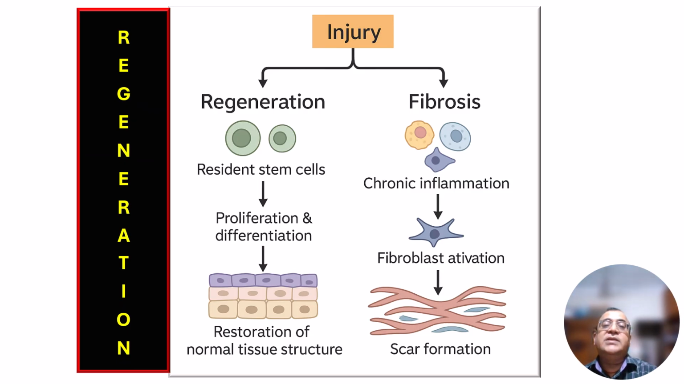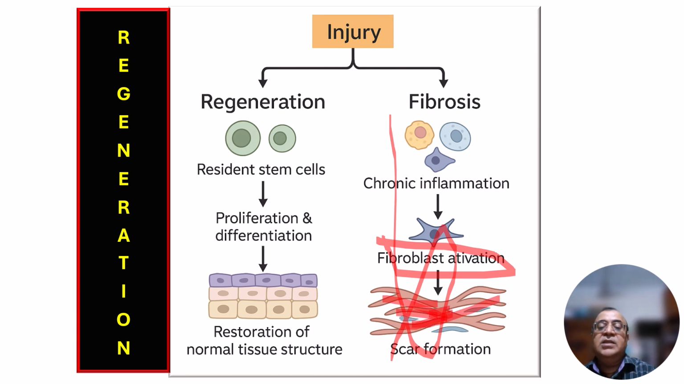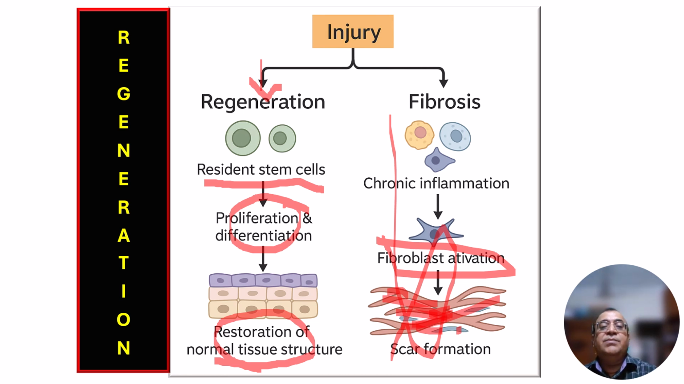Now scientists know that if there is injury, it can be healed by regeneration or fibrosis. If there is fibrosis, it will also be accompanied by loss of function. After fibroblast activation, there is deposition of collagen and the normal tissue is lost. But if the tissue can regenerate, there will be normal restoration of tissue structure as well as function, due to proliferation and differentiation of the activated resident stem cells present in that particular milieu.